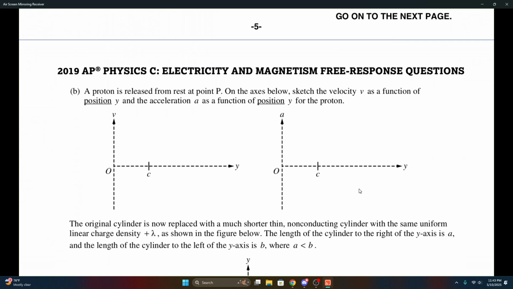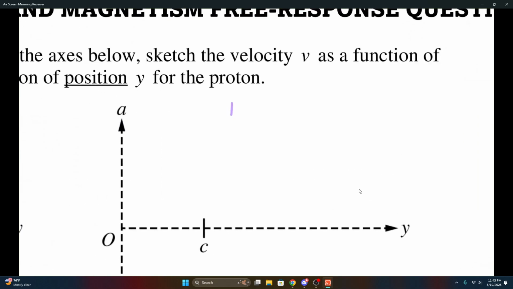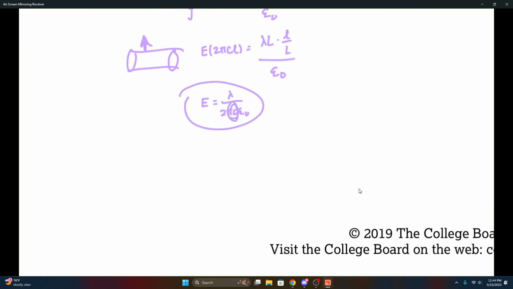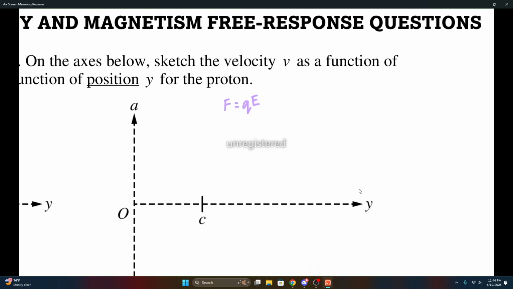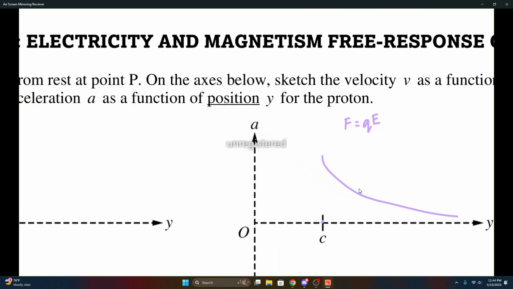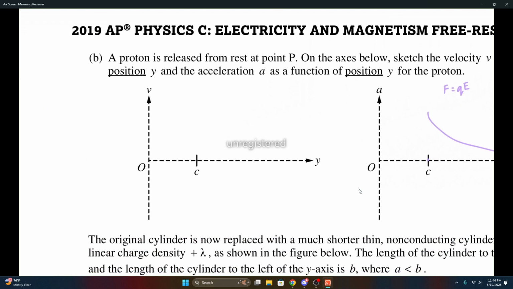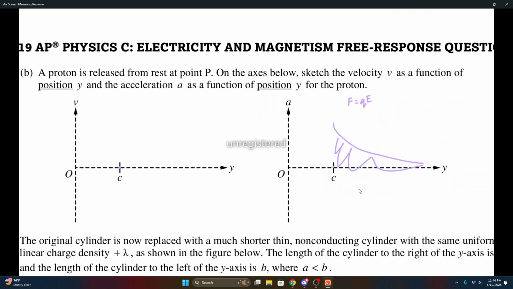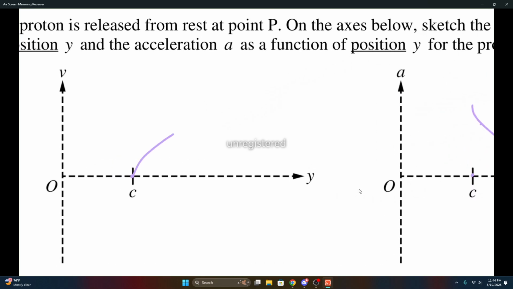A proton is released from rest at point P. On the axis below, sketch the velocity v as a function of position y. Okay, so we know that the force equals the charge times the electric field. And we know that the field goes as 1 over c, which is the radius. So it's going to start here at point C and then decay like 1 over r. And we know for velocity that it starts here at point C with 0 velocity because it says at rest. And we know that the integral of acceleration is velocity. It's going to look like ln, like that.